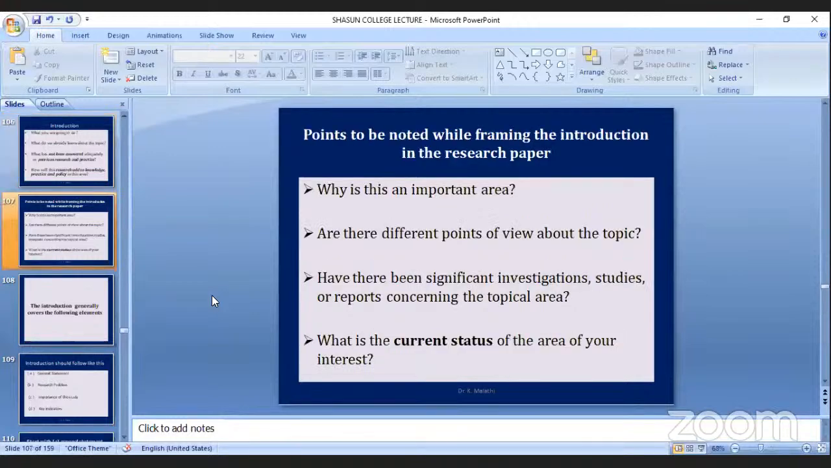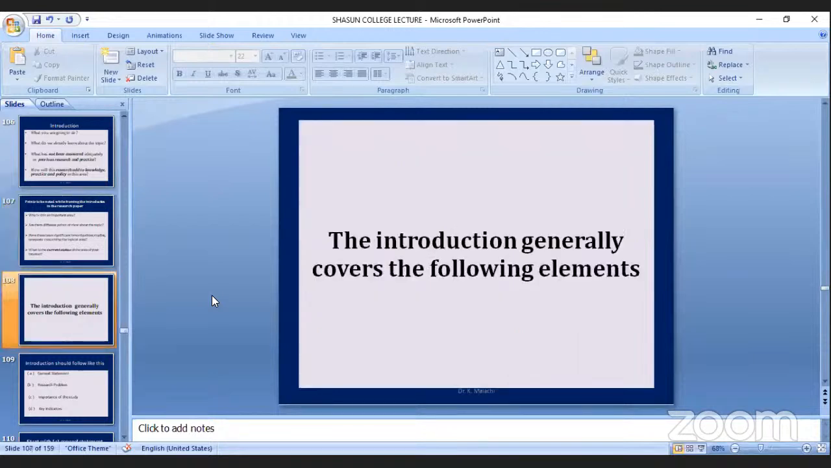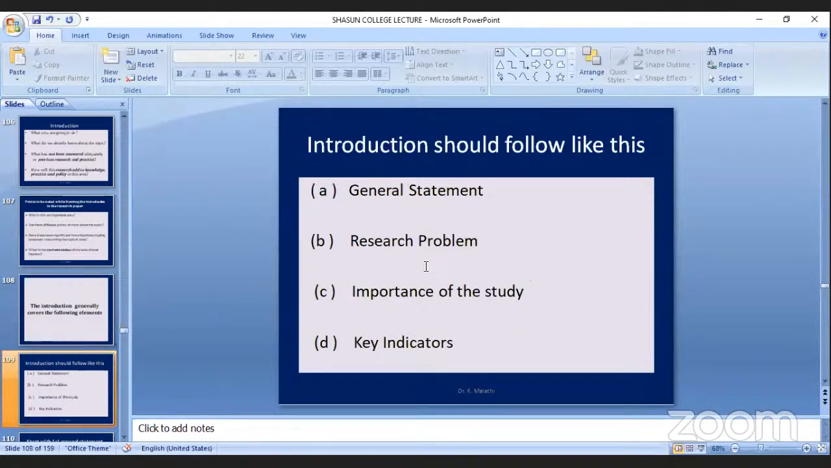Why is this an important area you've chosen? Are there any different viewpoints? What is the current status of this? All this you have to give in your introduction. So your introduction generally covers a general statement, a research problem, the importance of the study, then the key indicators. Key indicators are otherwise called the variables. So this is what your introduction should follow.